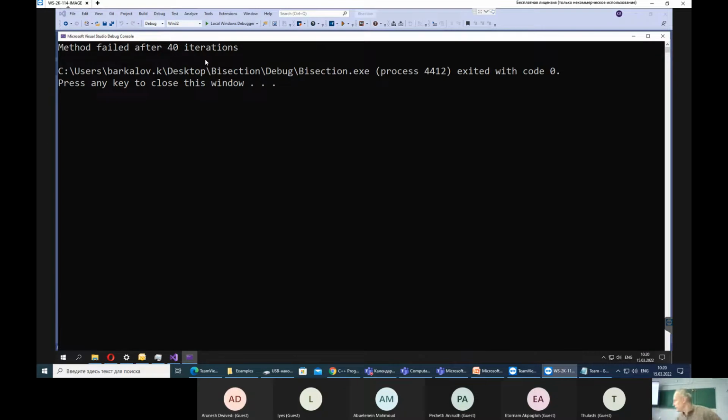So the meaning of this theorem is that it can tell us in advance how many steps of the method we should carry out to find the solution with the given tolerance before we run the method.